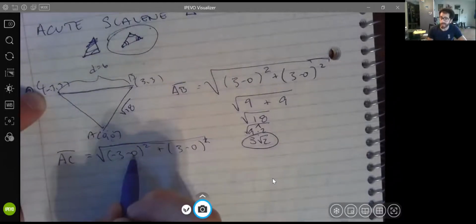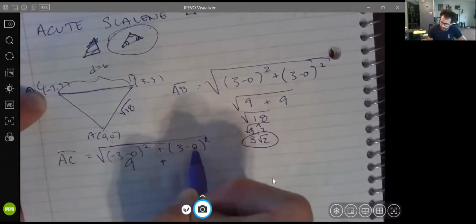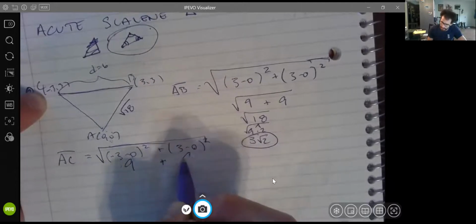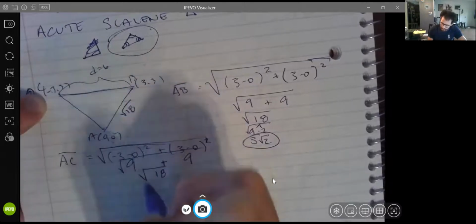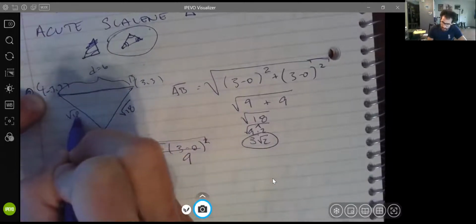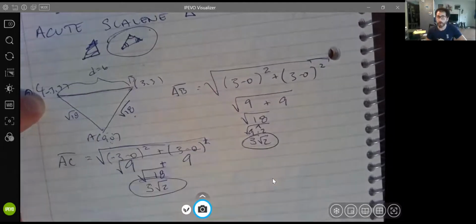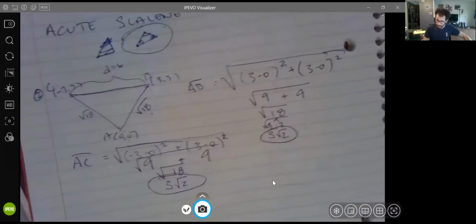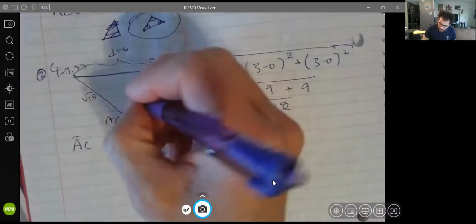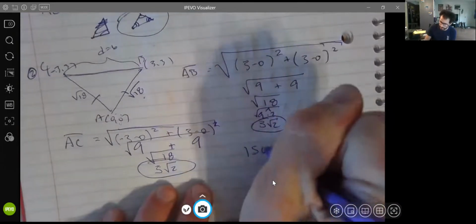-3 minus 0 is -3, squared is +9. 3 minus 0 is 3, and 3 squared is 9. 9 plus 9 is 18. And this would be rad 18, which for our future Algebra 2 students is 3 rad 2. So 3 rad 2 and 3 rad 2, these are the same. So I confirmed it is an isosceles triangle.